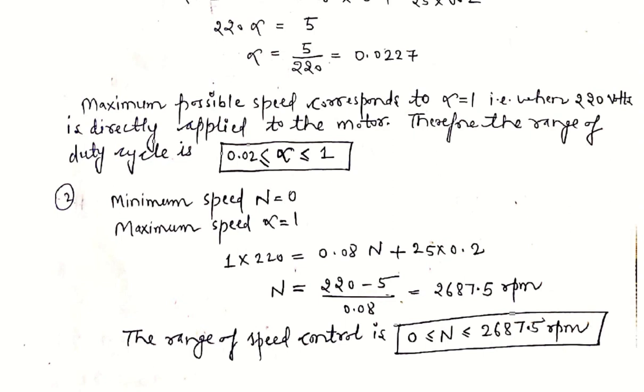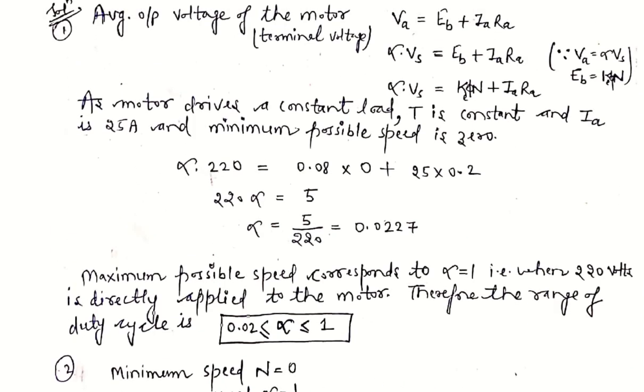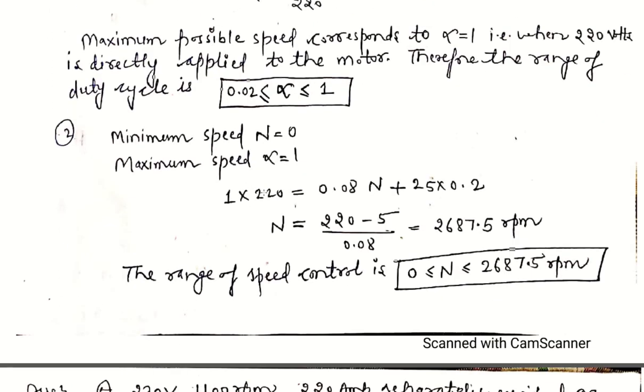So this above expression, alpha Vs equals K phi N plus IaRa. If we put alpha equal to 1 in this expression, and the input DC voltage to the chopper is already known, it is 220 volt. So 1 into 220 is equal to 0.08 K phi value into N plus 25 into 0.2. By this expression, we will find the maximum speed, which is 2687.5 RPM. So the range of speed control is from N equals 0 to this 2687.5. Minimum speed corresponds to minimum duty cycle and maximum speed corresponds to the maximum value of duty cycle.